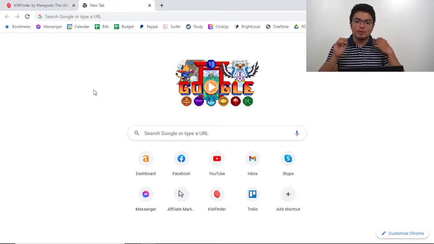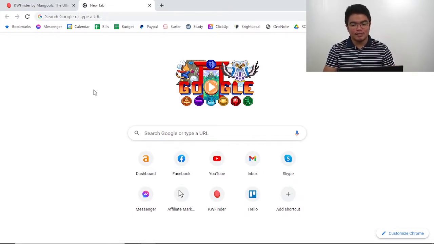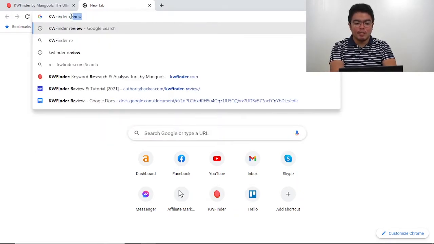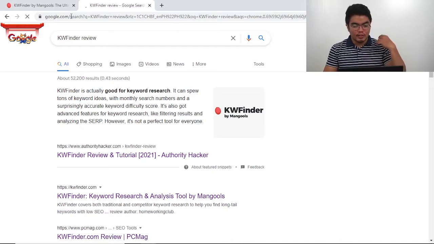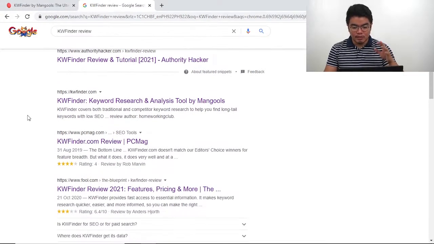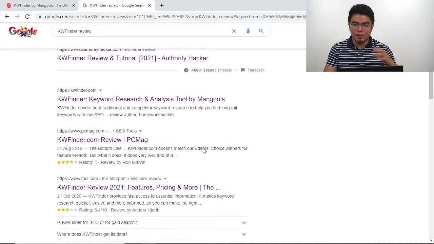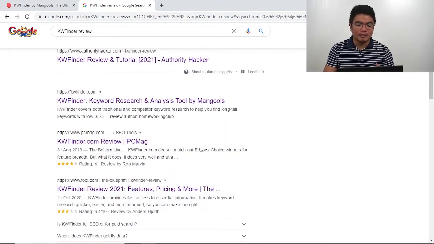So the next question is, how do you determine what the searcher intent is? That's actually very simple. All you have to do is head over to Google and type in your target keyword. Once you get that, you take a look at the top 3 results of the SERP and you will get an idea of what people are looking for. So, of course, for our keyword, the ones that are winning are product review articles.